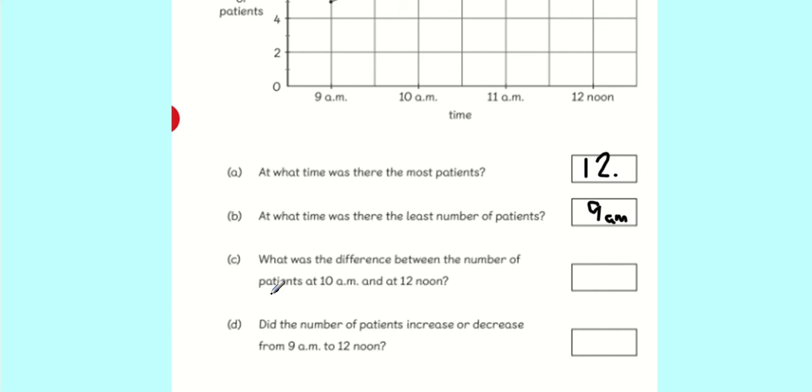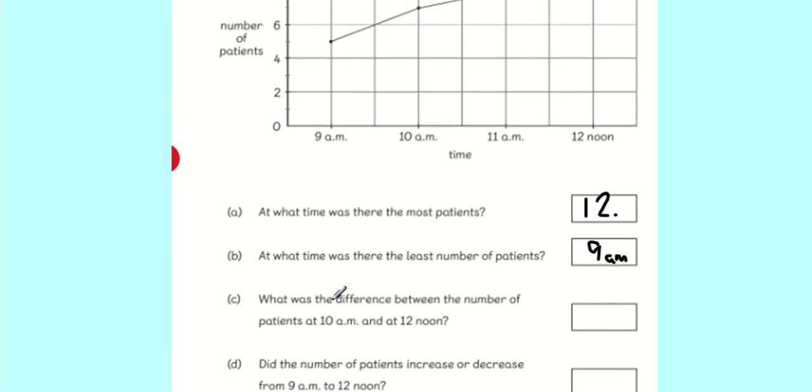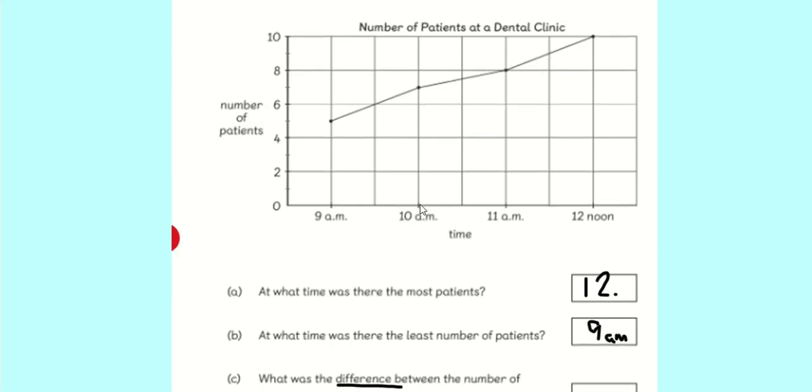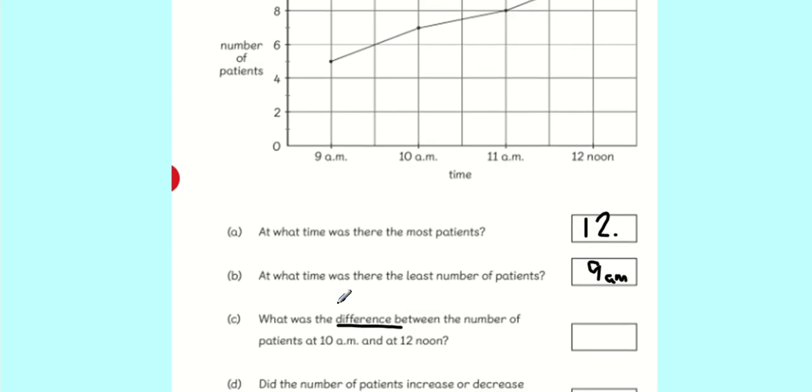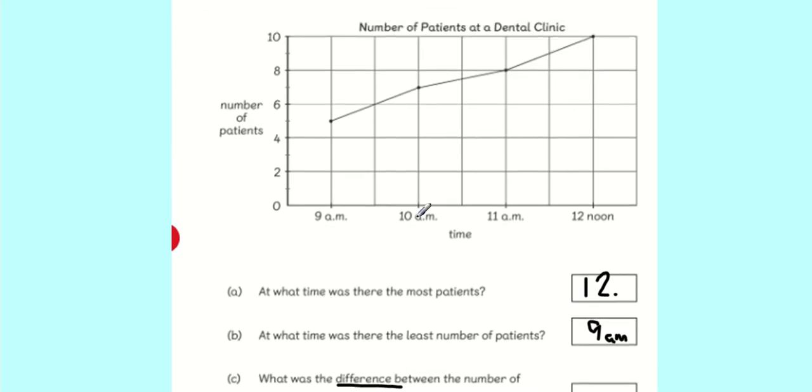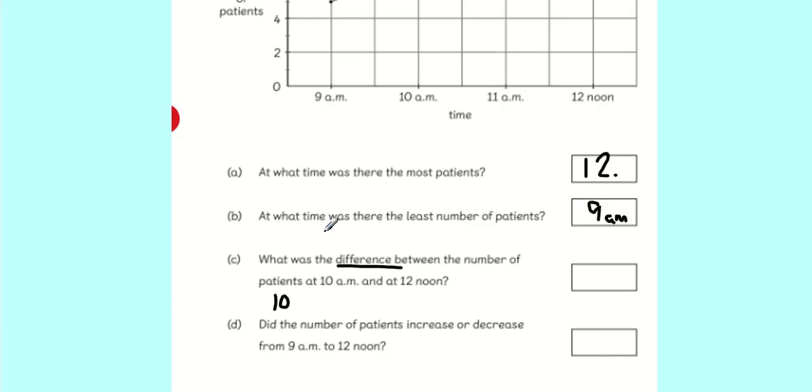What was the difference between the number of patients at 10 AM and at 12 noon? So difference, so we're doing a takeaway. So at 12 noon we had 10 patients. At 10 AM, let's go up here. So we're between 6 and 8. So I know that between 6 and 8 is 7. So it's 10, take away 7, which I know with my number bonds is going to be 3. So the difference was 3 patients.